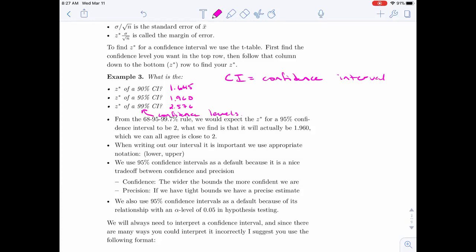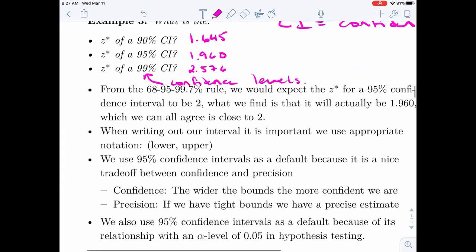So we talked about this last day too, right? From the 68, 95, 99.7 rule, pretty solid approximations, we would expect our Z star for a 95% confidence interval to be 2, right? But 1.96, I'm going to say, is pretty darn close to 2, and so it's just easier to think about it that way. Okay. I'm a stickler for this stuff.